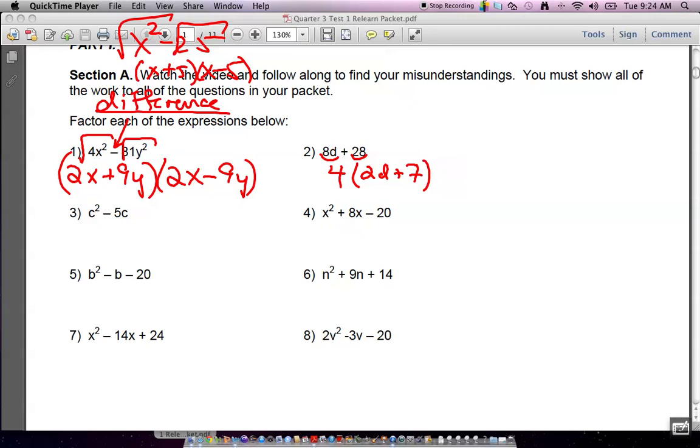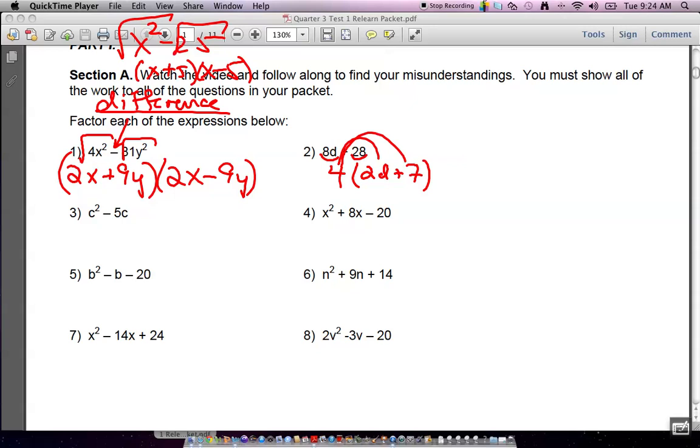Now, we always say to multiply back with a quick mental check. 4 times 2D is 8D. 4 times 7 is 28, so that's correct. If you got the factoring wrong, I'm willing to bet that you're not checking back the anti-distribute that is factoring. You're not distributing or double distributing, as the case might be, back to see if you got it correct.